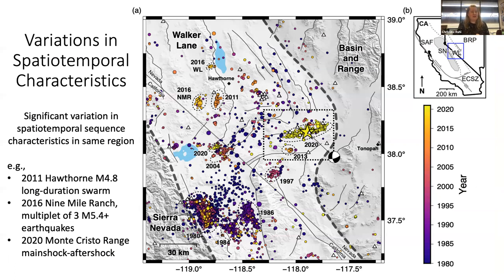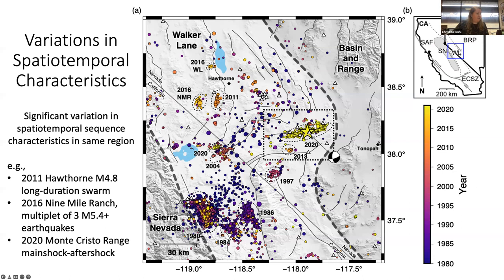One of the interesting areas is the Mina Deflection. This is a big right step in the Walker Lane. I have the boundaries of the Walker Lane dashed out with these dots, and the seismicity from around 40 years is in here. There's some magmatic and volcanic seismicity over here by Long Valley Caldera, and some pretty young volcanics in there. And then as you get into the Mina Deflection, where we have these east-west striking left lateral faults that step over, you get different clusters of seismicity that behave quite differently.